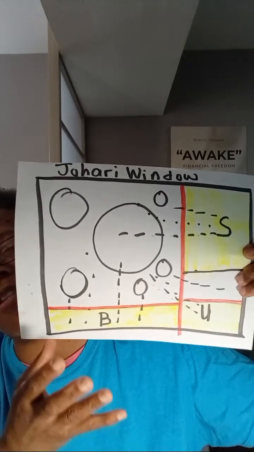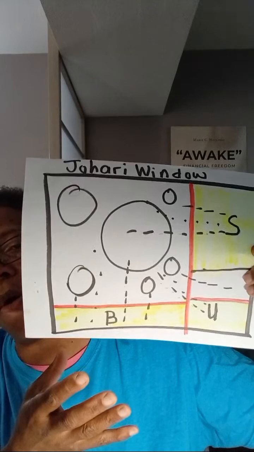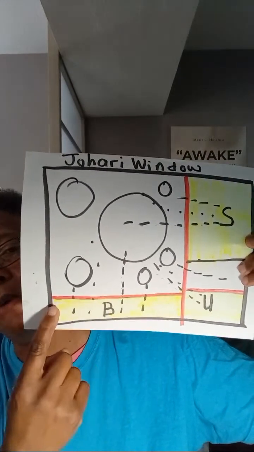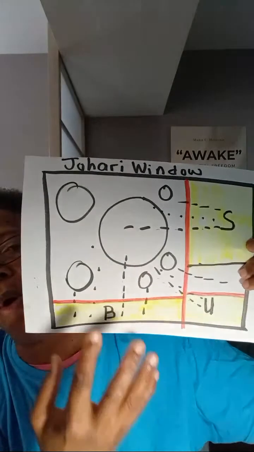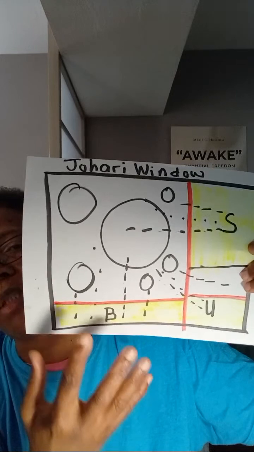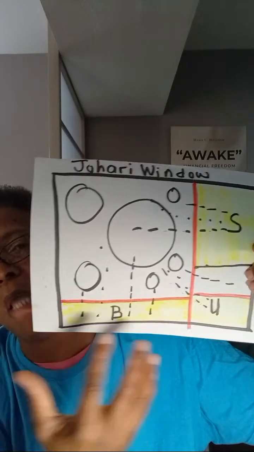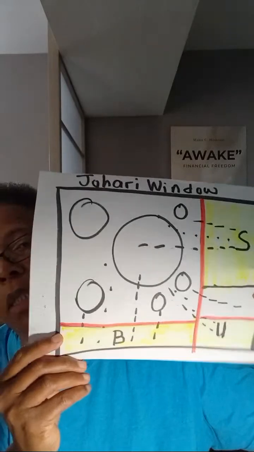And as they self-disclose this information from the blind area of the Johari Window, the blind area is going to become smaller as they really tell you all this information that they've been wanting to tell you. That information is going to shift into the open area of the Johari Window. So the blind area becomes smaller, and the open area becomes larger.